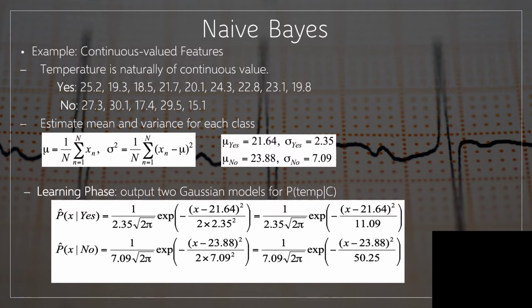Now we need to estimate the mean and variance for each class, which is calculated using the formula shown in this current PPT. Also, the output for two Gaussian models is shown here in the current PPT, and it was solved using the formula that was described in the previous slide. It is shown for yes, and also the probability calculation for yes and the probability calculation for no. So this shows the output of these two Gaussian models.